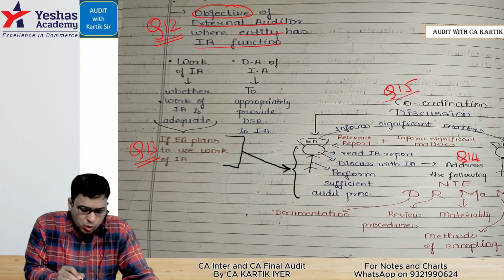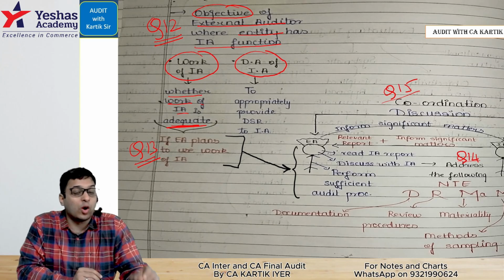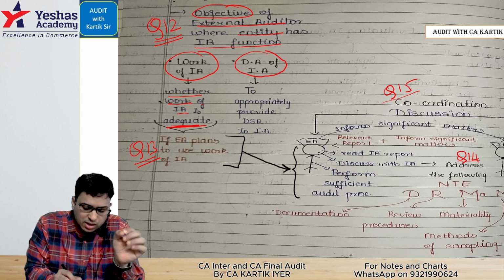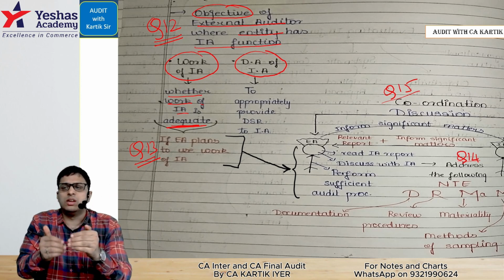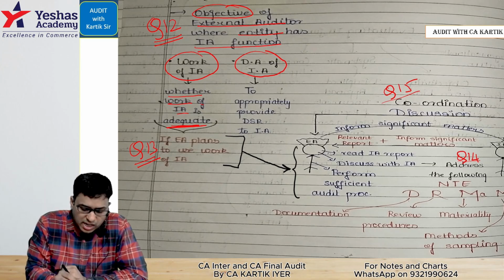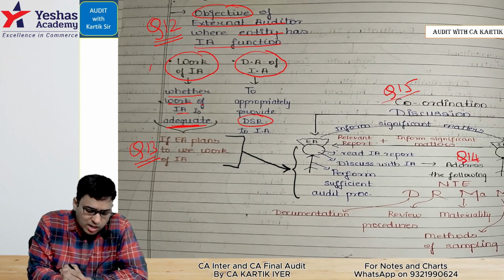Very simple. We look at the work of the internal auditor, whether the work of the internal auditor is adequate or not. We look at whether the internal auditor has provided direct assistance. Can the internal auditor be taken as a direct assistant or not? In direct assistance, we are looking at whether we'll be able to give him direction, supervision, review so that he can work for us. We'll check that area. This in question number 12 is point number 1.